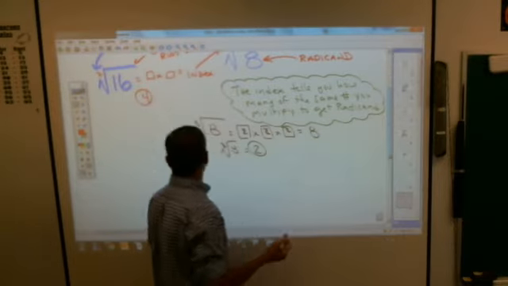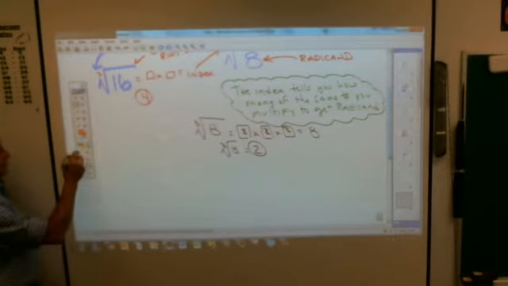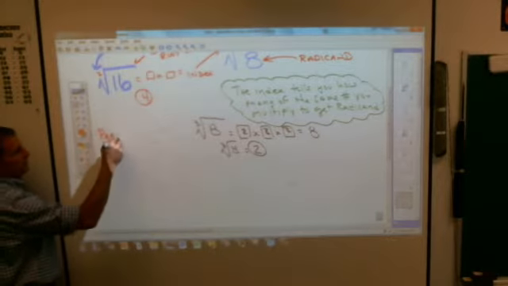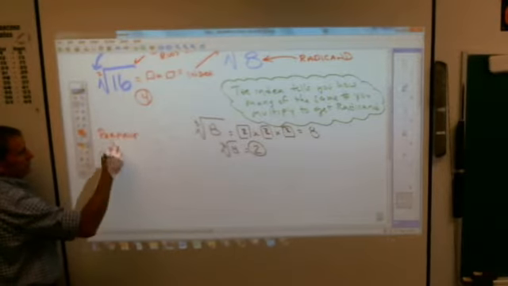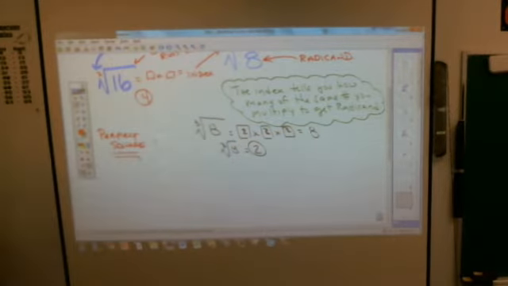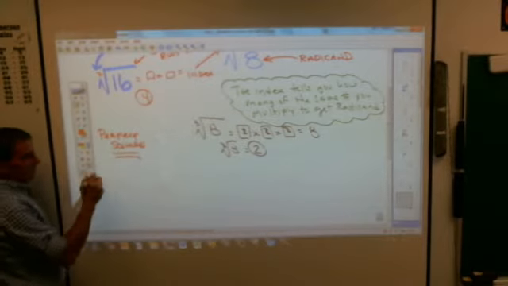Is your brain full yet? Because we've got some more to do here. With this, we also have to look at what we call the perfect squares. Because there are billions, an infinite amount of square roots, 99% of them don't work out to anything nice. The ones that do work out to something nice, we call the perfect squares. And see if you can catch on to this. Let me just do a bunch of them.